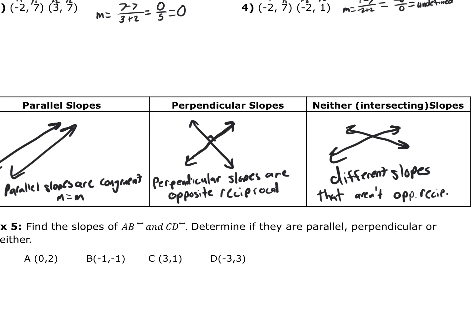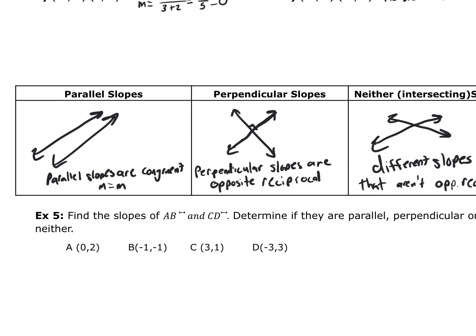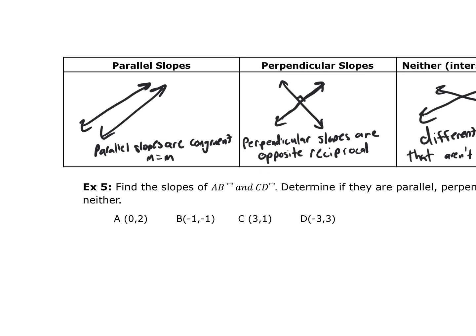So as long as the slopes are different, that means if the slopes are the same, they're going to be parallel. So if the slopes are different, then we got to look to see if they're opposite reciprocals. Most of the cases, almost probably 90% of the cases of intersecting lines will be different slopes, and they will be neither perpendicular nor parallel.